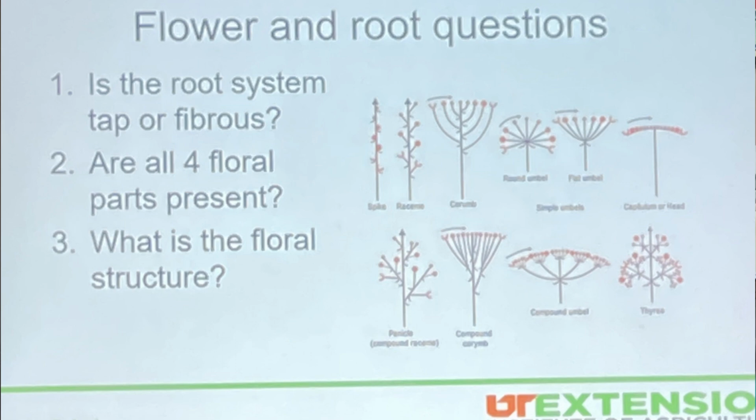And then you can identify with the roots. Flower and root questions: is the root system tap or fibrous? Are all four floral parts present? What is the floral structure? It reminds me of hydrangea. There's paniculata, there's a mop head. Kind of like the flower forms, and those kind of look like dandelions a little bit. I don't know if this diagram is in this book or not.